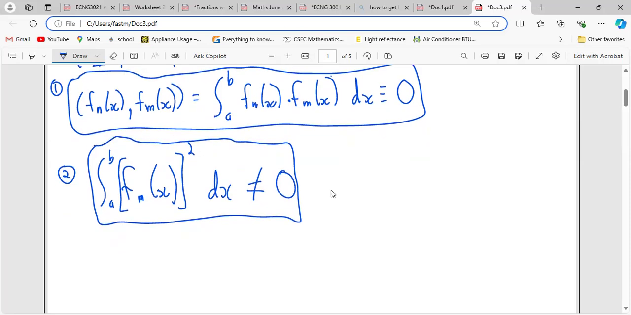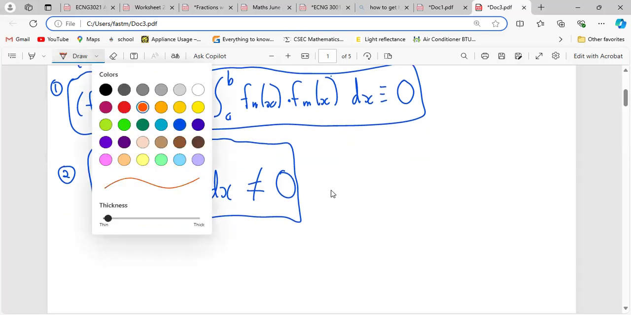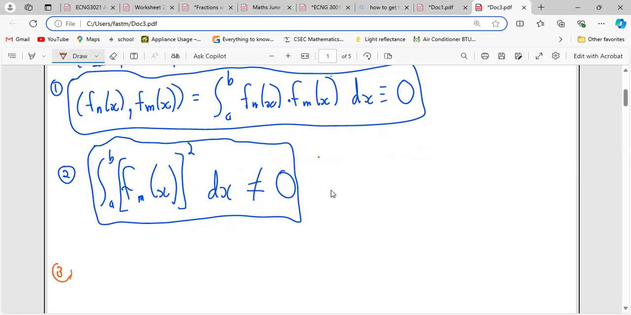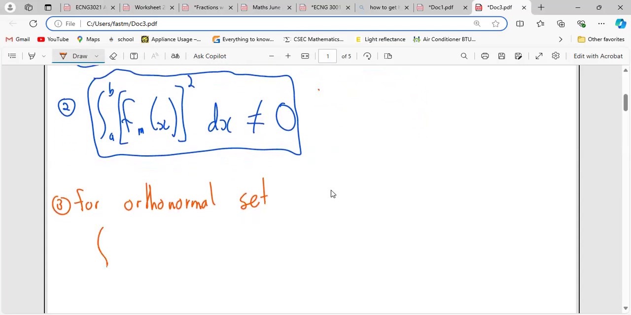And then the last one, which will segue into orthonormal sets: the integral from a to b of any singular function in the set, when it's squared, must equal 1. And the cool thing is these two are linked. Why? Because, for example, if you do the integration for this and you end up with pi as the answer.